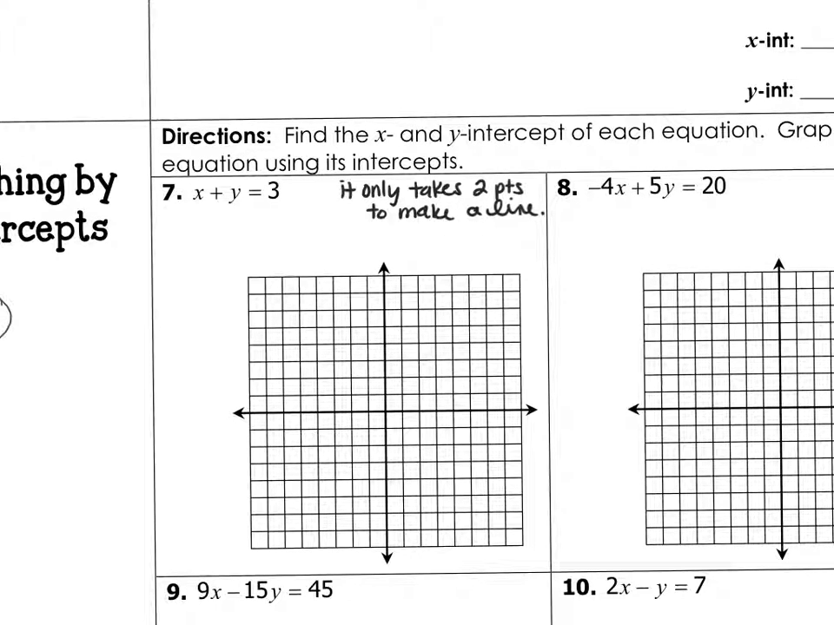Keep in mind that it only takes 2 points to make a line, and the x and the y-intercept are 2 points on the graph. So if we found the x and the y-intercepts, we could use those 2 points to graph as well. So it's just another way to graph a line, another tool for your toolbox. So let's take a look at number 7.